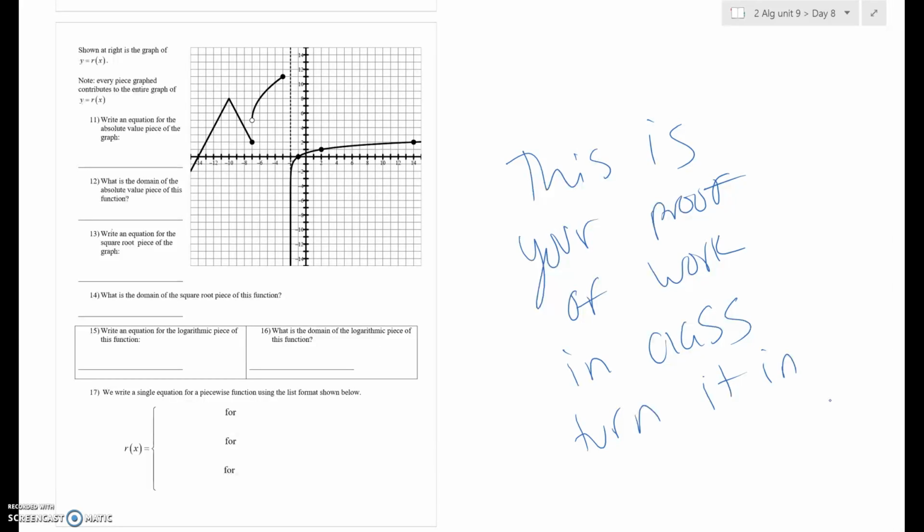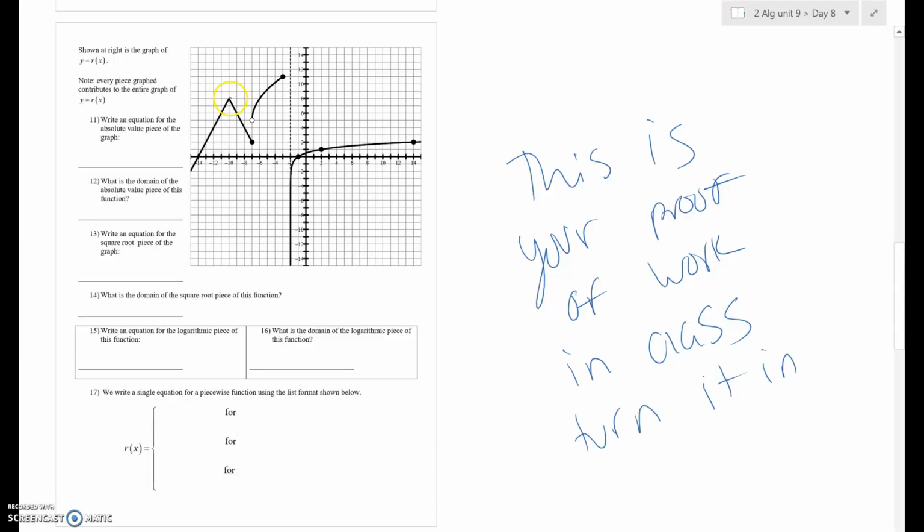All right, so if you were kind of stumped and you wanted help getting started, I'll provide you with a couple of hints. First of all, it is pretty laid out for you. It tells you what kind of pieces of functions you're looking at. You can also see that you have a square root piece. And then the last one is a logarithmic piece. So if you want help getting started, those are the formats you're looking for: absolute value, square root, log.